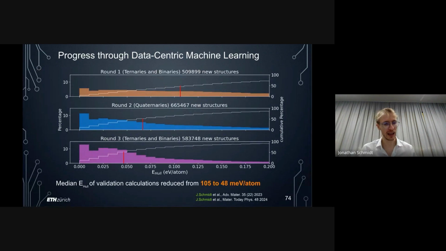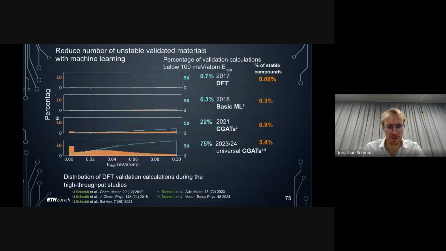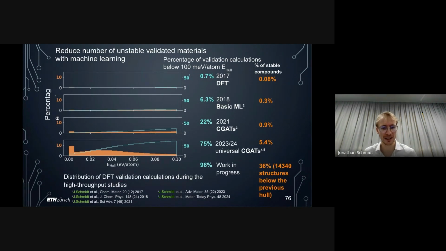And in the next round, we were at around 50 milli-electron-volt per atom and did another, I think, around 4.5 billion predictions. And so this was kind of the last round that is already published. So here we're now at around 5.4% stable materials, and around 75% of the calculations we actually did for validation were below 100 milli-electron-volt per atom distance to the convex hull. And this is also the data set that is already available online. Now we have been combining some models and doing some substitutions recently, where we are now at around 96% below 100 milli-electron-volt per atom and 36% stable materials.